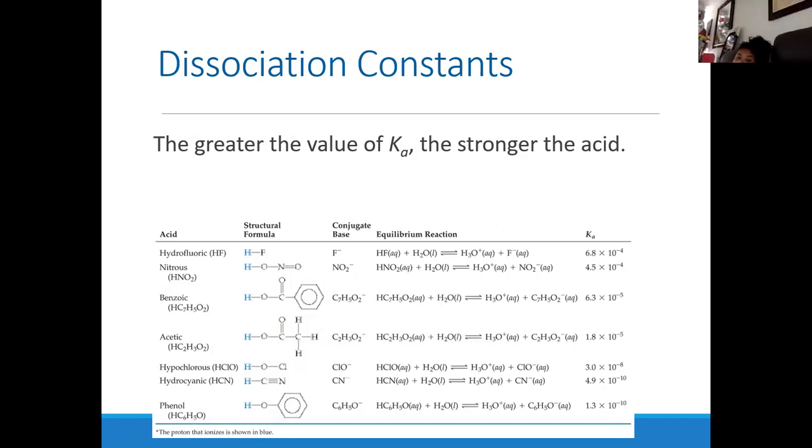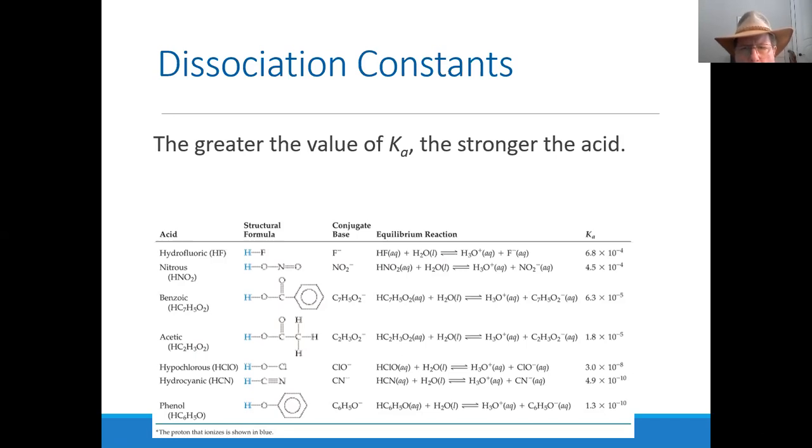If I have phenol versus nitrous acid, from what I just said, phenol's Ka is 1.3 times 10 to the minus 10th. Nitrous acid is 4.5 times 10 to the minus 4th. Which Ka is bigger? 4.5 times 10 to the minus 4th. The nitrous acid has a bigger Ka.